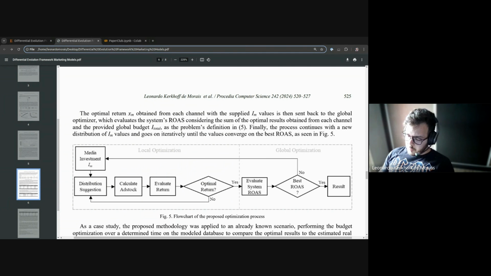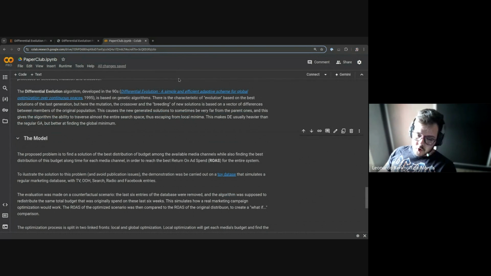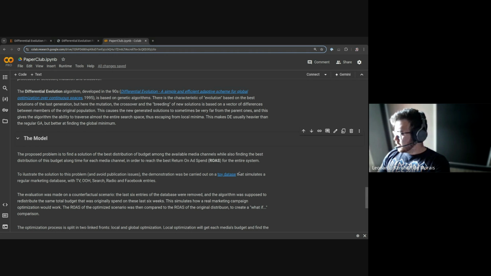Basically, to avoid problems during the publication of all of this, I chose to evaluate this, to show how it works, on a toy problem. So I picked a toy data set that simulates a marketing data set of a company, and it really is very close to what we would actually see in a real company. I have linked it here on this notebook. I will make this notebook available to you after this meeting so you can check it out by yourself.